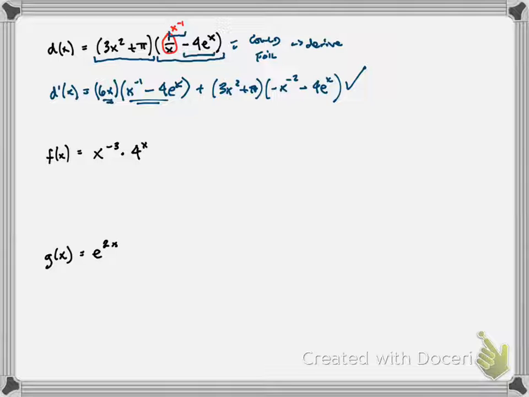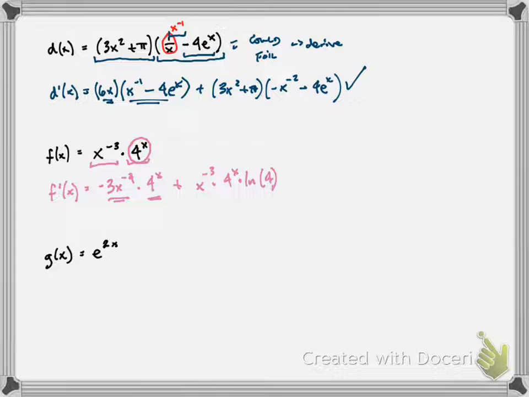Let's look at f of x. There's my first, there's my second. I want to derive it. Okay, so f prime is going to be negative 3x to the negative fourth times 4 to the x. So there's derivative of the first times the second plus the first, x to the negative third, times the derivative of the second, 4 to the x, times the natural log of 4. Remember, the derivative of a to the x, the exponential rule, is a to the x ln a. And so there's f prime of x.